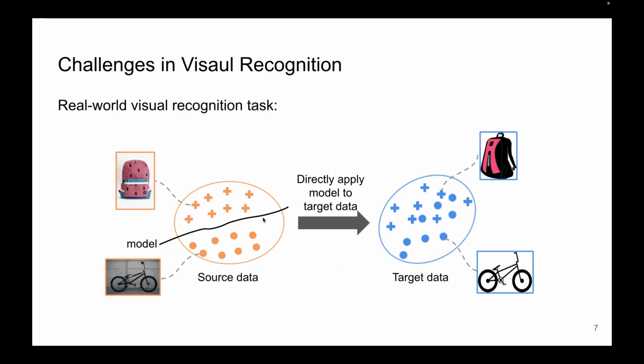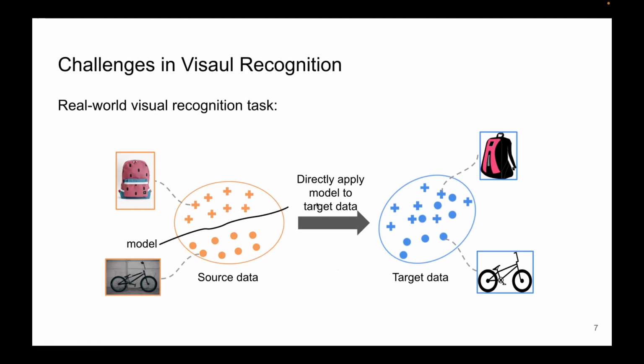Before thinking about how to achieve domain adaptation, let's say you train a classifier in a source domain. Let's say we have a bunch of images for the class backpack, and the second class is bicycle. We have a number of samples for each class. And for this binary classification task, you may have this classifier. This is a model learned from the dataset. You want to separate two classes.